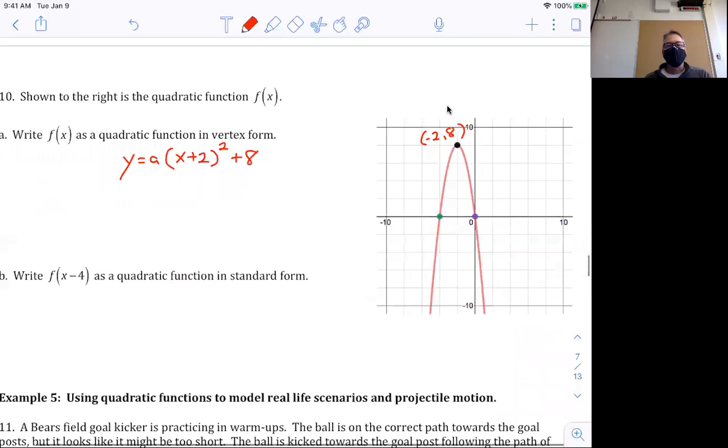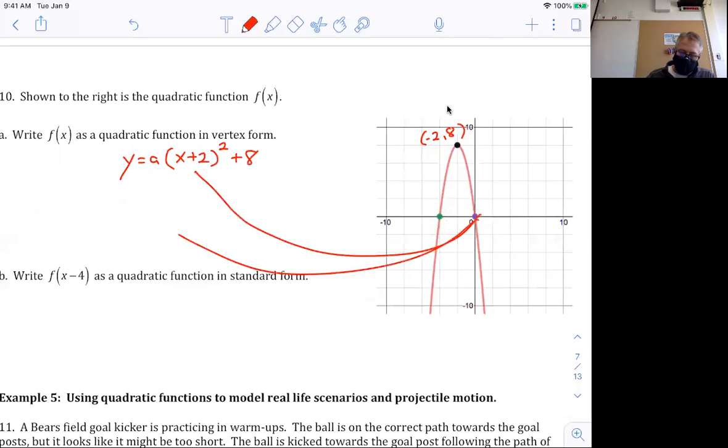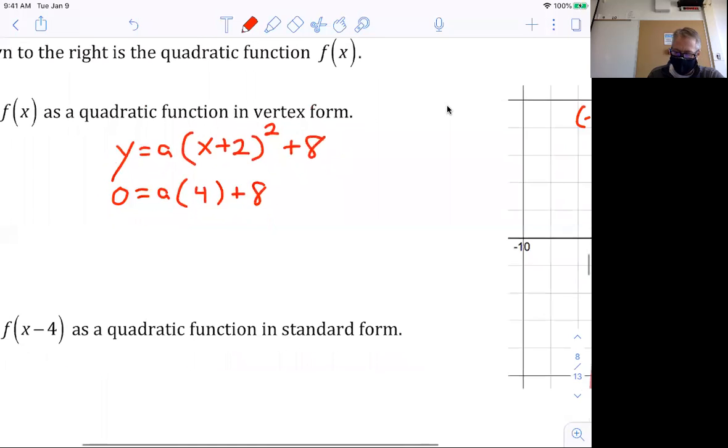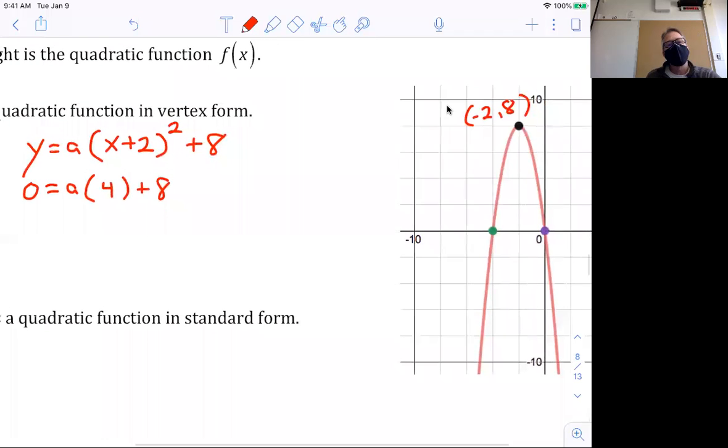So the only thing we're missing is A. So to find A, we then take any other point on the graph. This happens to give us 2 points. We don't need them both, but I'll choose 0, 0, because that's always a nice one to work with. I'll plug in a 0 for x and a 0 for y, and that'll allow me to solve for A. So I get 0 equals A times 2 squared, which is 4, and then plus 8. So I just plugged in 0 for x and 0 for y.